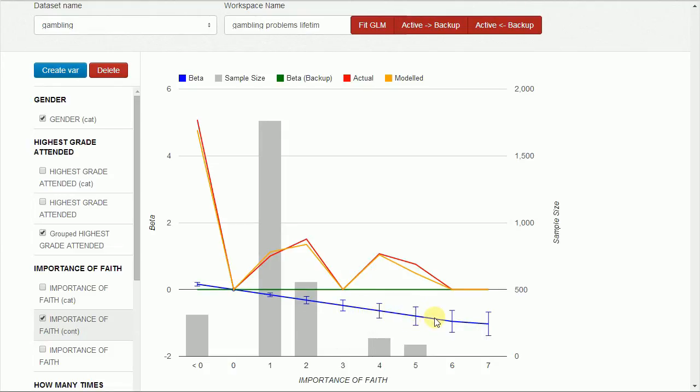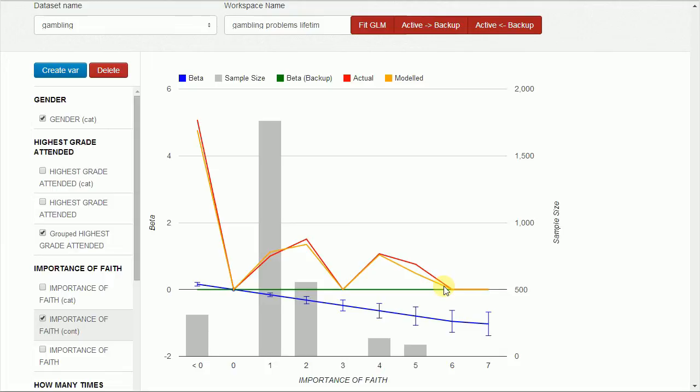Also interestingly, with continuous predictors, the summed actual and fitted values in each band, shown by the red and orange lines, are less likely to fit together closely. This is fine as long as there isn't a systematic over or underfitting over sections of the predictor. For example, if the red was continuously above the orange for low levels of importance of faith, and the opposite occurred for high levels of importance of faith.